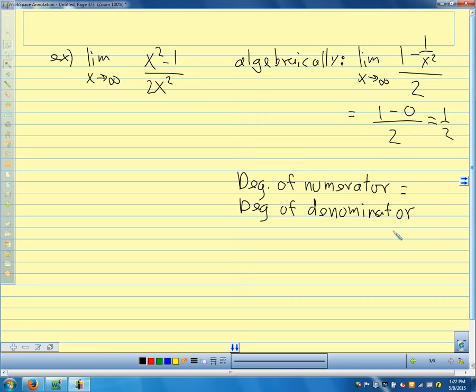Our horizontal asymptote rules told us that we had a horizontal asymptote at y equals the ratio of the leading coefficients. Well, the ratio of the leading coefficients here is 1 over 2, 1/2. So that is our limit. Our limit is the horizontal asymptote.